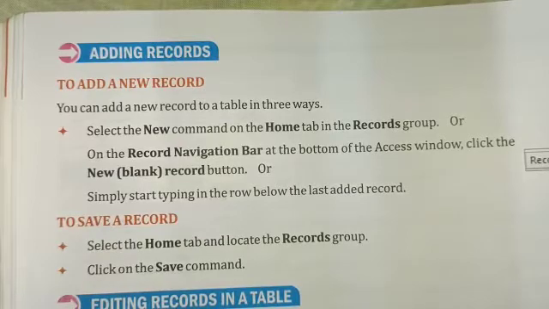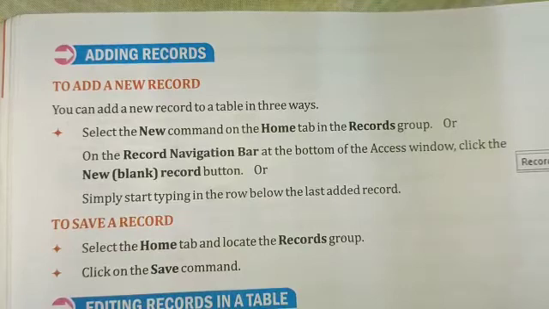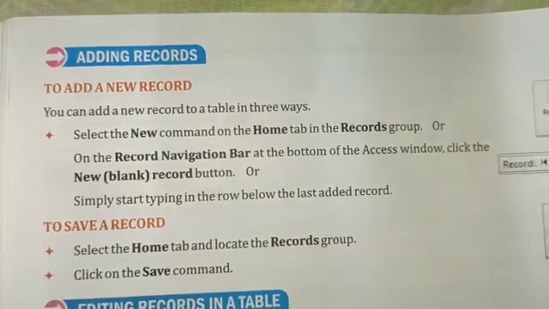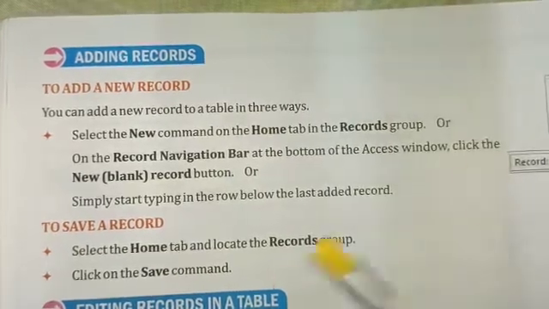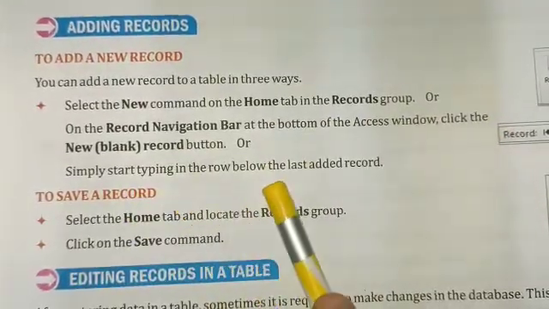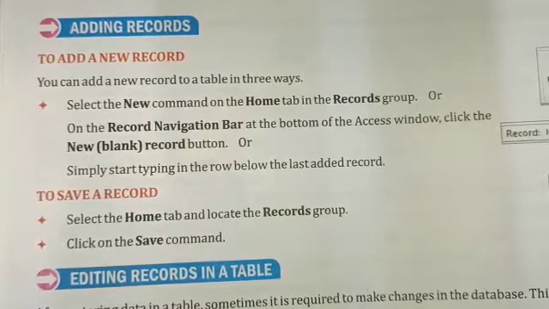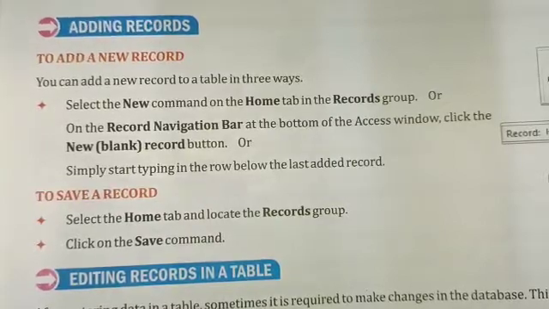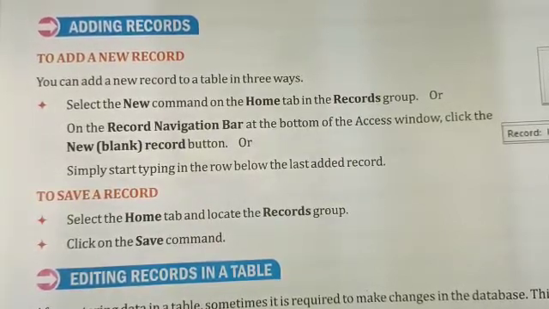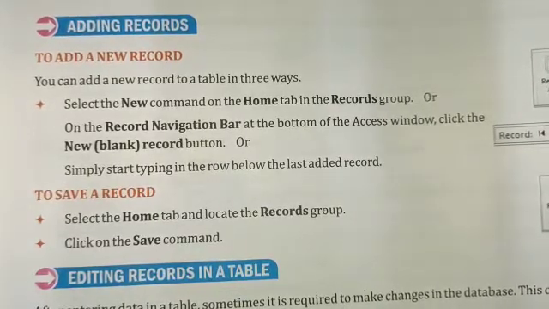On the record navigation bar at the bottom of the Access window, you can click on the new blank record button, or simply start typing in the row below the last added record.